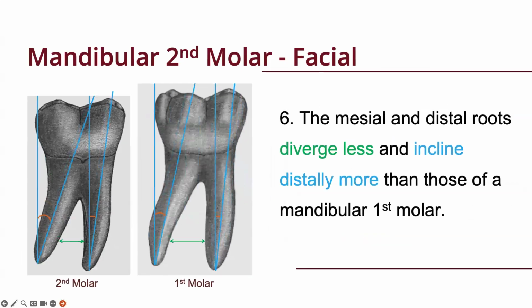The mesial and distal roots diverge less and incline distally more than those of a mandibular first molar. So again, a few more subtle changes where the roots diverge a little bit less. You can see the distance here between them is a little bit closer than on the first molar. And they're inclined distally more. Okay, so off the long axis here, a little bit more of an angle than the first molar.